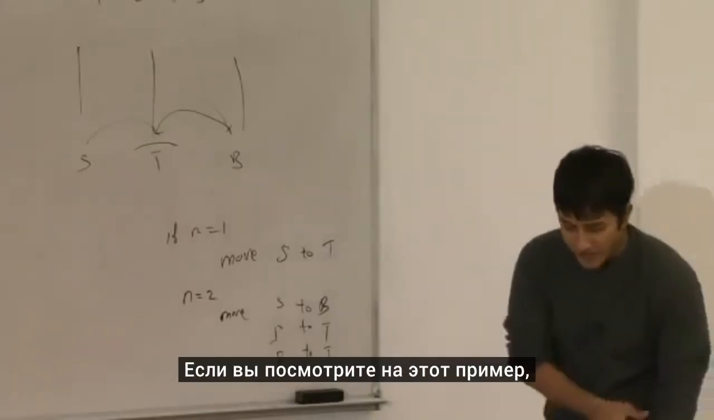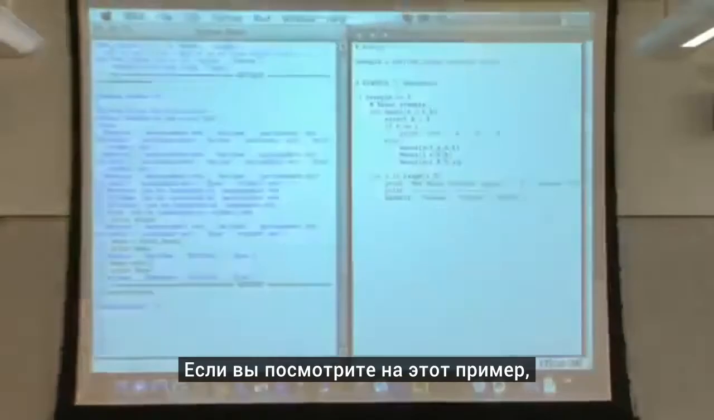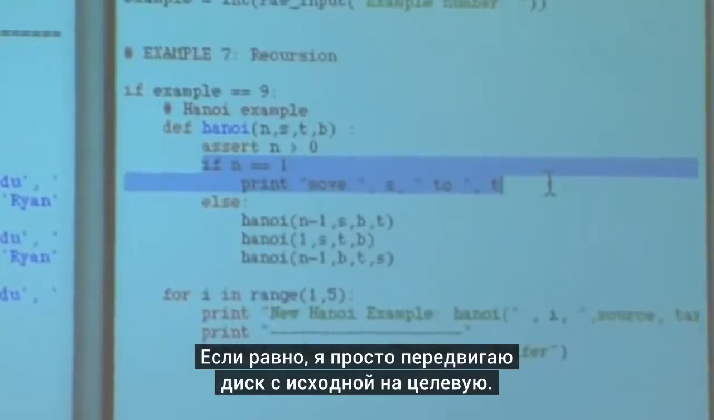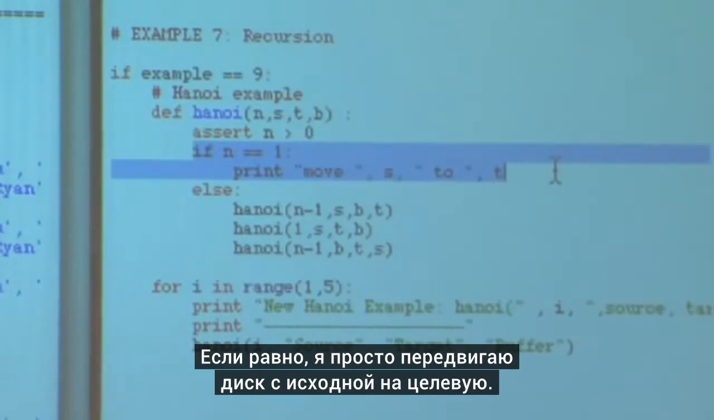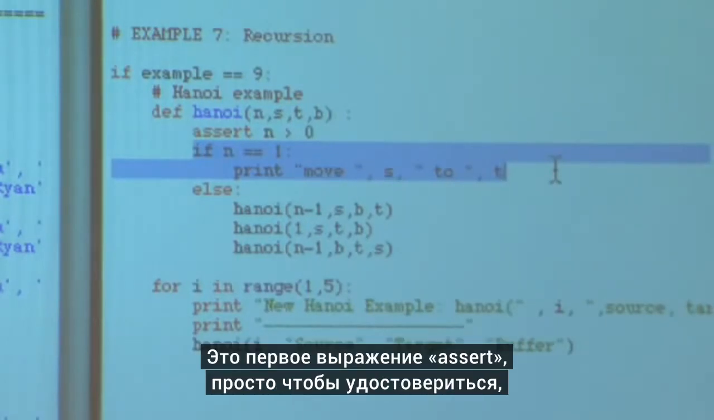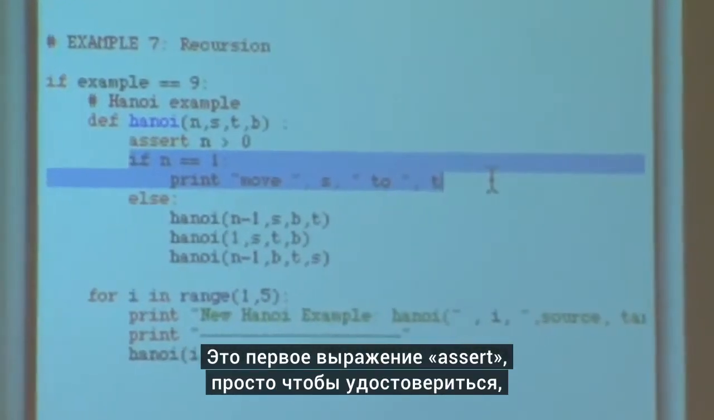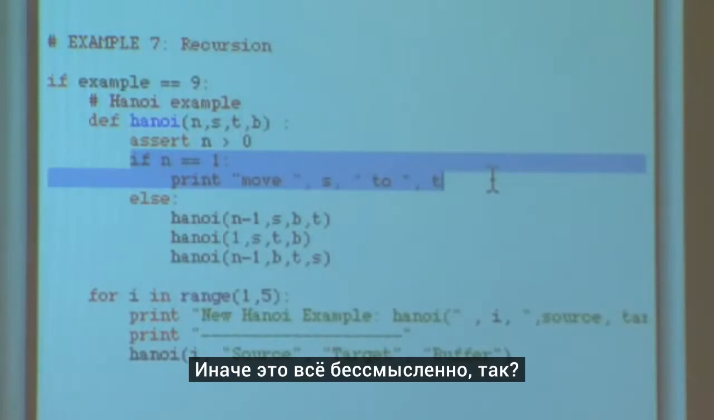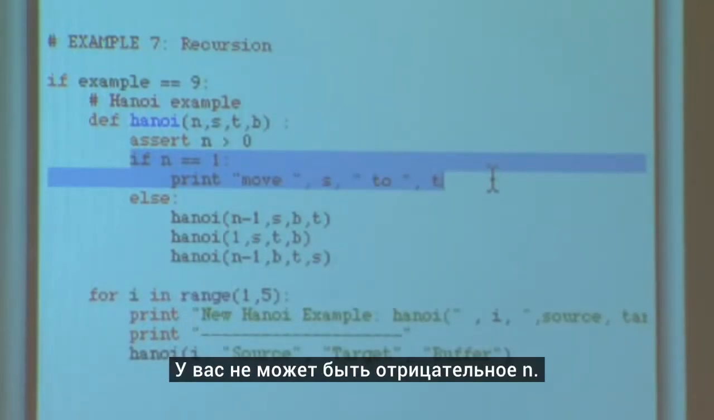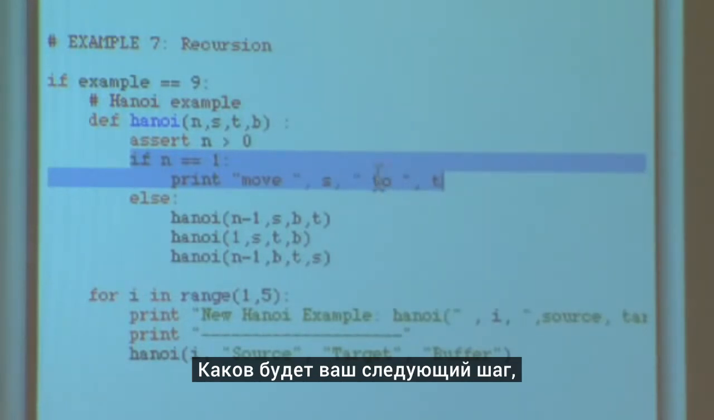So if you look at this example, I'm checking if n is equal to 1. If it is 1, I'm just moving from source to target. If it is greater than 1, what would I do? And the first assert statement is just there to make sure n is greater than 0. Otherwise, it's meaningless, right? You need to have disks. You can't have negative disks. Okay. So what would be the next step?